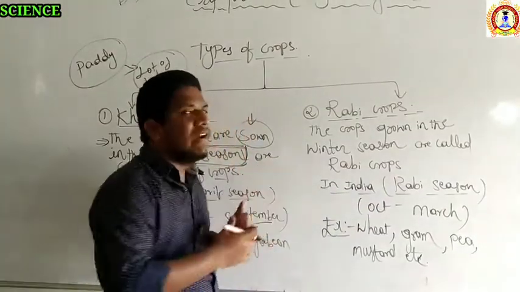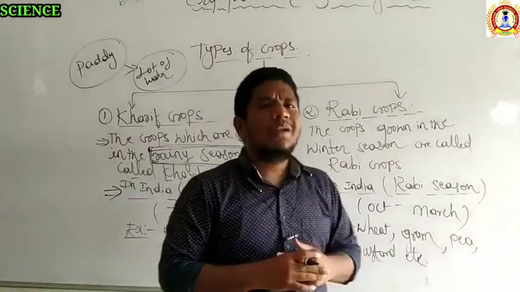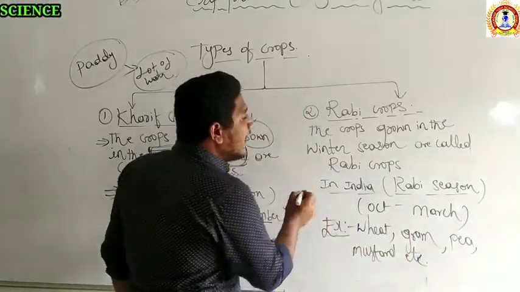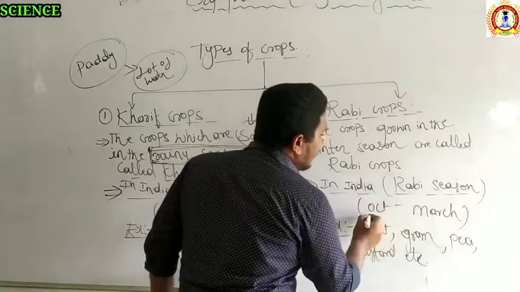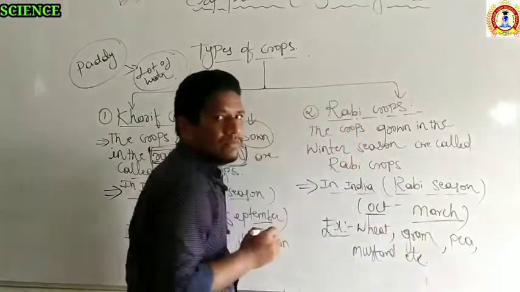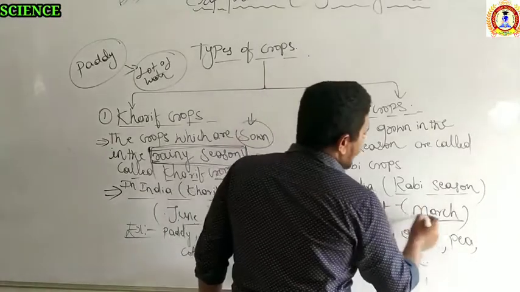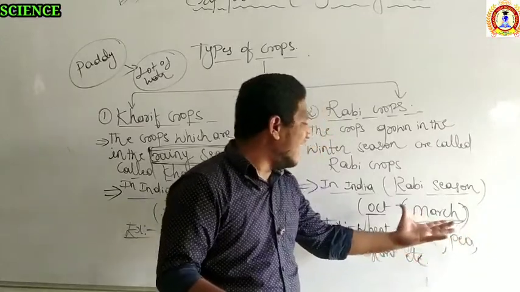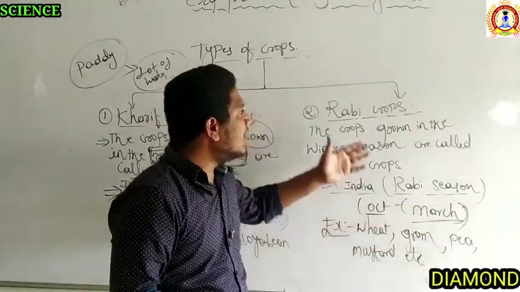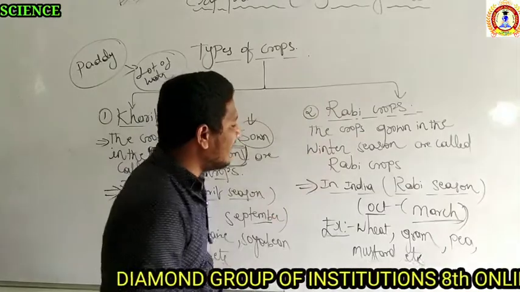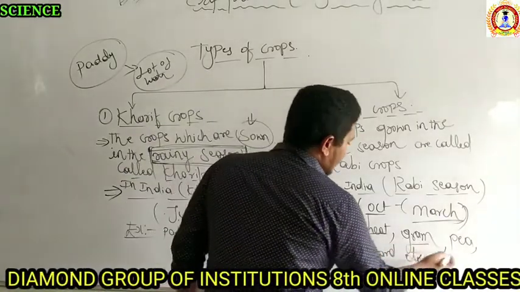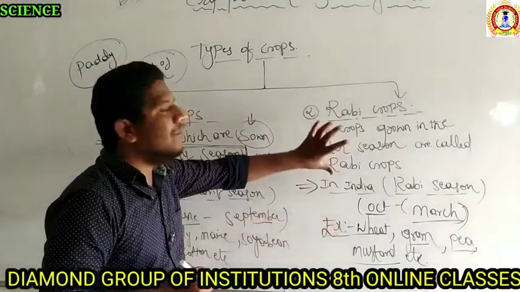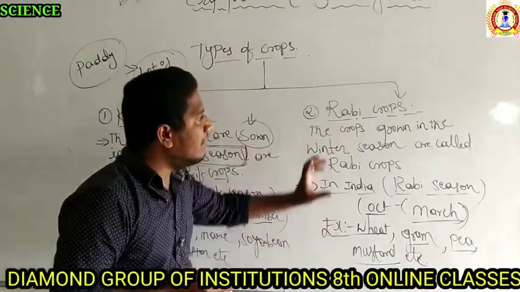Why are they grown in the winter season? Because they do not require that much water. For that reason, they are grown in the winter season. In India, the rabi season is from the month of October to March. March, nothing but February-March, is the starting of the summer we can say. So it is the winter season in which these rabi crops are grown. Examples: wheat, gram, pea, mustard. So these plants are grown in the winter season and the winter season plants are known as rabi crops.